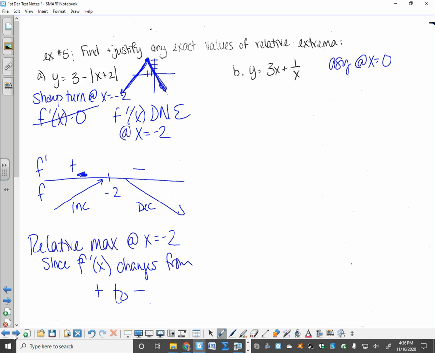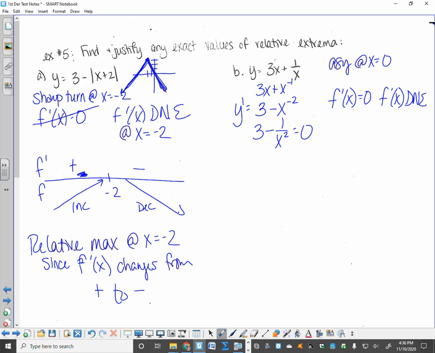Okay, now this is something I can take the derivative of. So y prime equals 3 minus x to the -2, which is 3 minus 1 over x squared. I'm going to set that equal to 0. I can get some solutions out of this. So I can do this, and I can do this. I can do both of them. This one I'm doing right here.